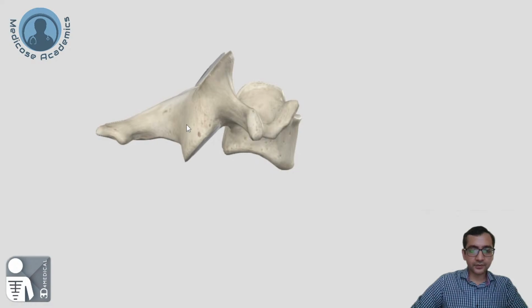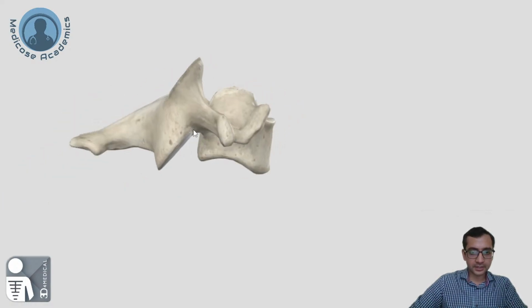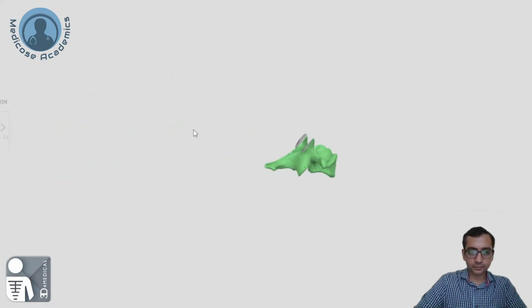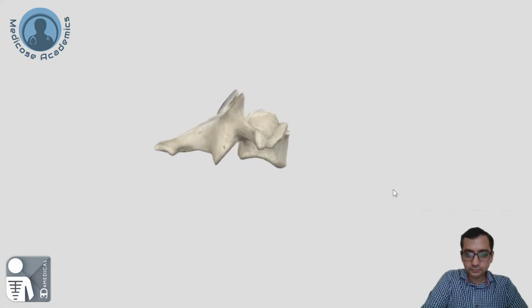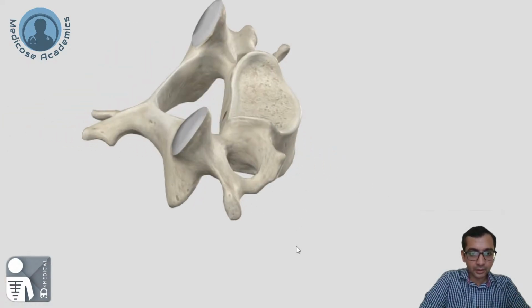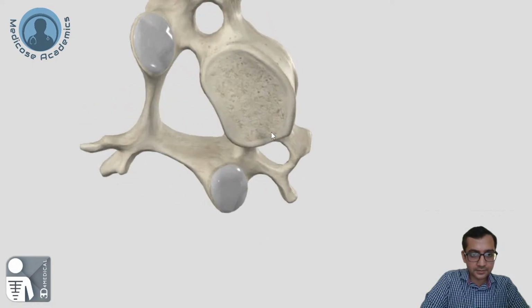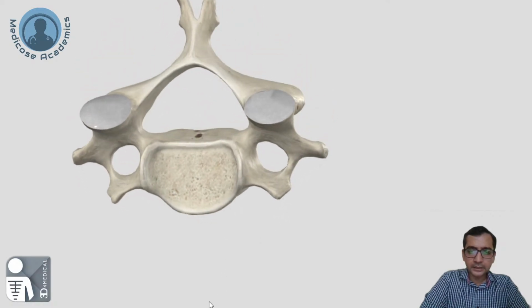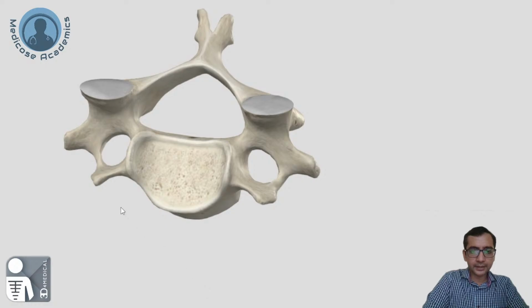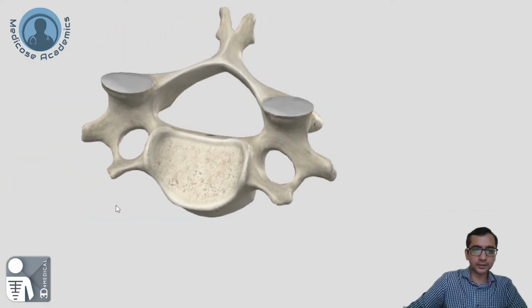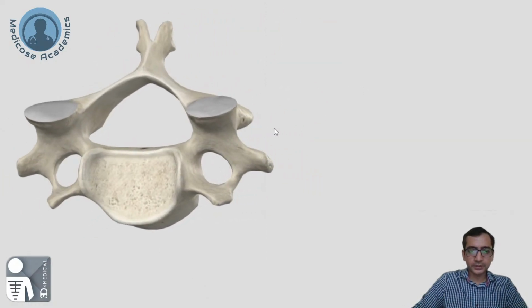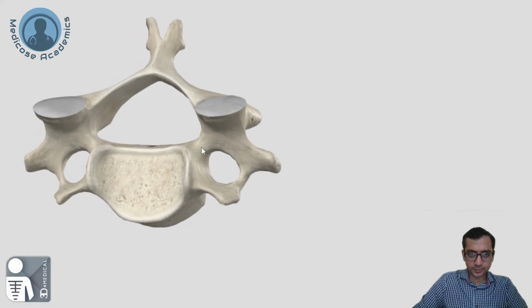The upper part is thicker as compared to the lower part. That's it. They meet in the midline and form the joint to form the spinous process.